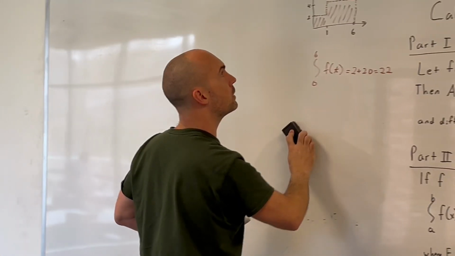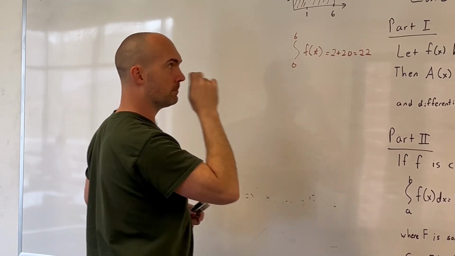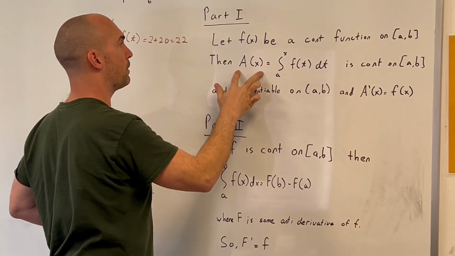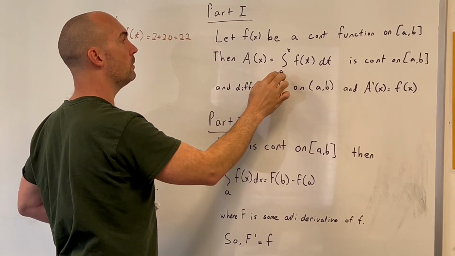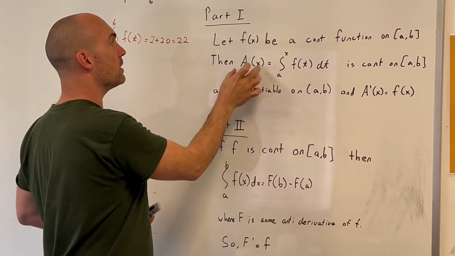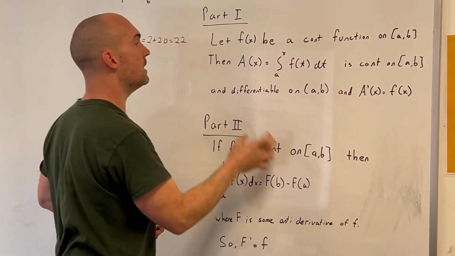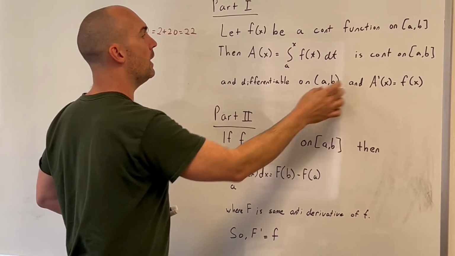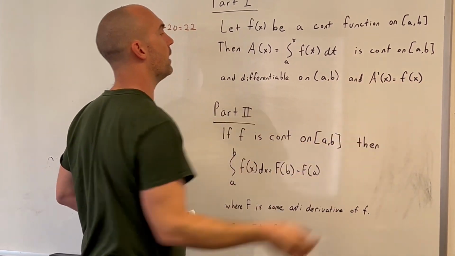So here's our fundamental theorem of calculus. Let f of x be a continuous function on a, b. Then capital A of x is equal to the integral from little a to x of f of t dt. This function is continuous on a, b, and it's differentiable on a, b. I'll explain the difference between these two in a little while. And its derivative is equal to f of x.